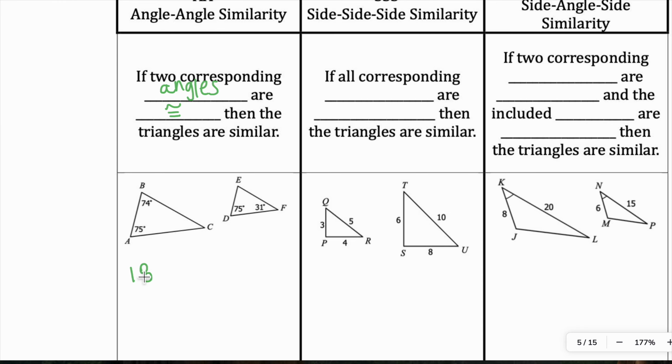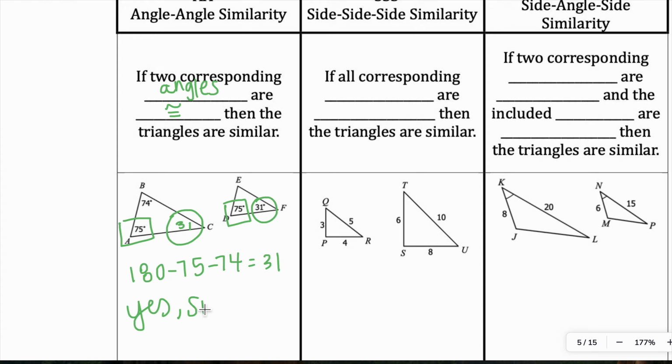If I take triangle ABC and I subtract 75 and 74, I'm going to get a leftover amount of 31, so that means angle C is equal to 31. So right now I see not one, but two matching angles. So I would say yes, these would be similar due to the fact that they have two corresponding pairs of matching angles or congruent angles.